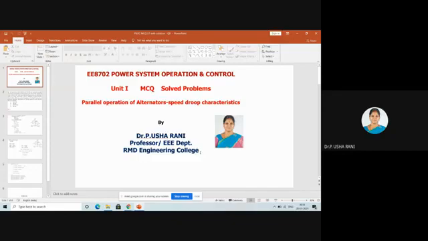I'm going to explain EE 8702 Power System Operation and Control MCQ for Unit 1 with the topic Parallel Operation of Alternators considering speed group characteristics.